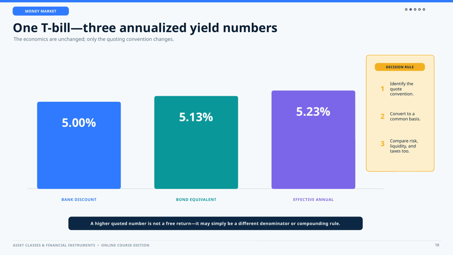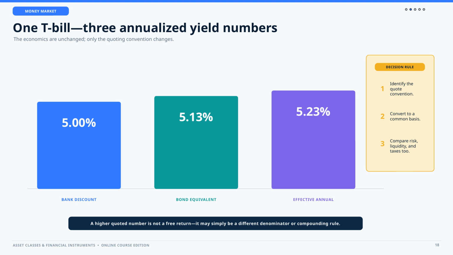When comparing alternatives, first identify the quote convention. Second, convert all yields to a common basis. Third, remember that yield is only one dimension. Credit risk, liquidity, taxes, transaction costs, and reinvestment assumptions can be more important than a small difference in the annualized number.